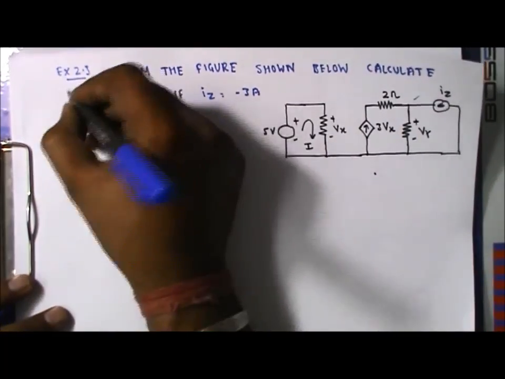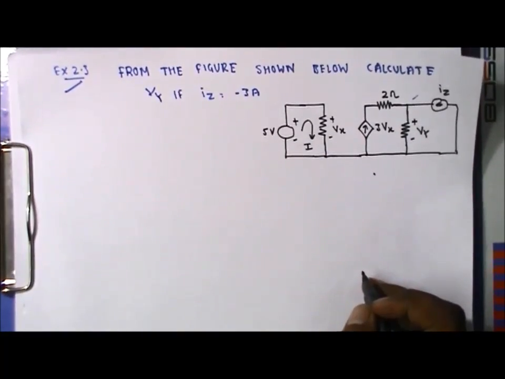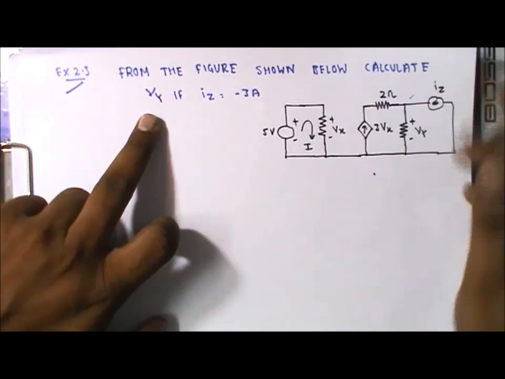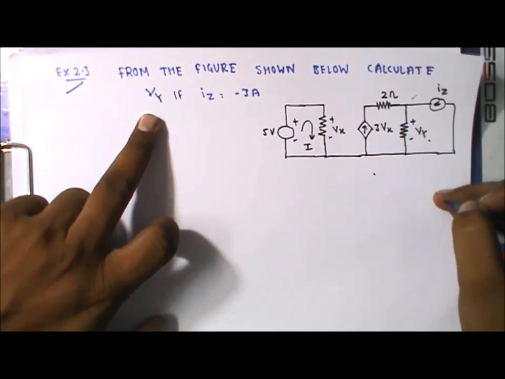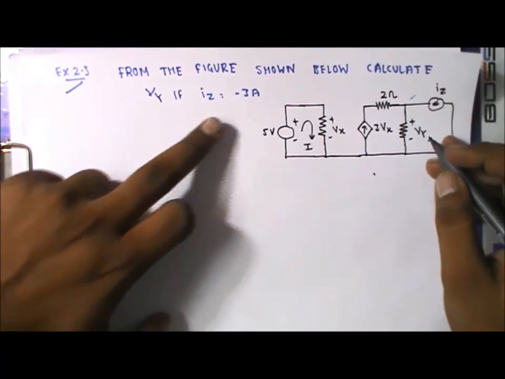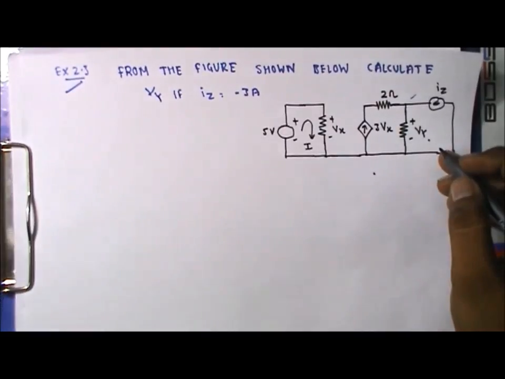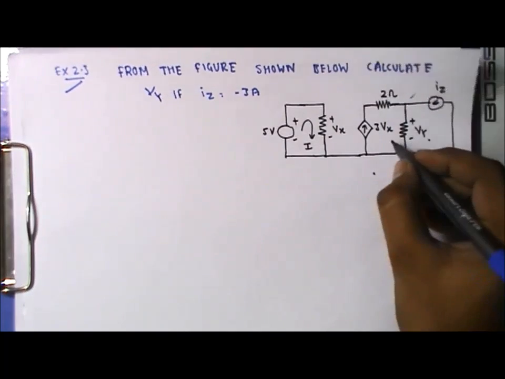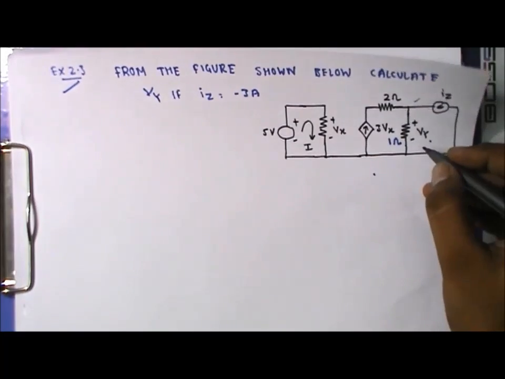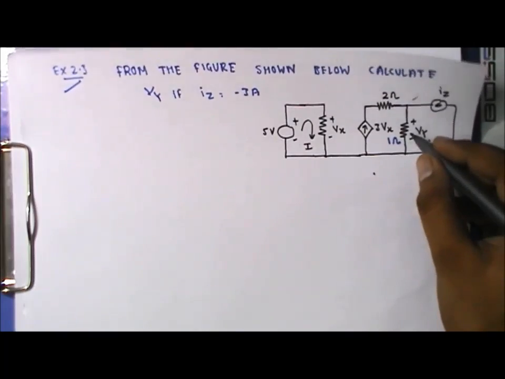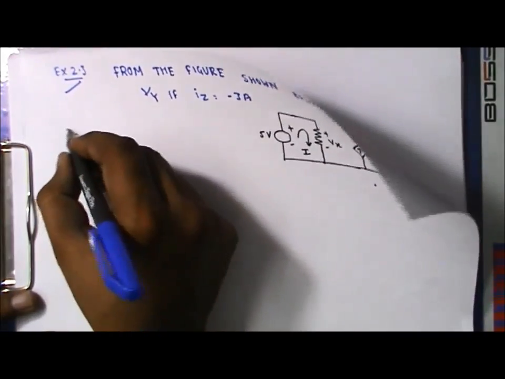Let us suppose there is one numerical which is shown here. From the figure shown below, calculate the value of Vy. Here is the Vy that we have to calculate, and the given value is Iz equals minus 3 ampere. So we have to calculate the value of Vy. Vy is basically the voltage drop across the resistance, and I think the resistance value is 1 ohm. So we have to calculate the value of Vy, which is basically the voltage drop across the 1 ohm.